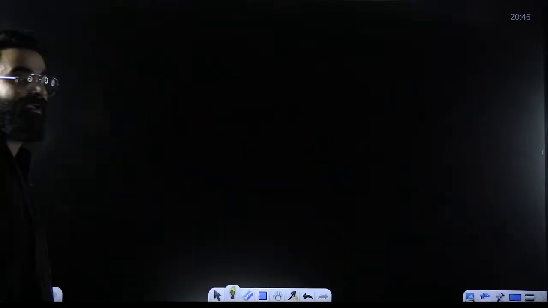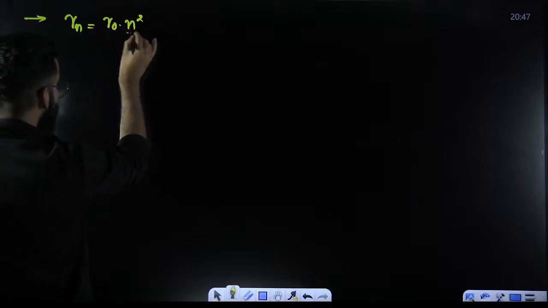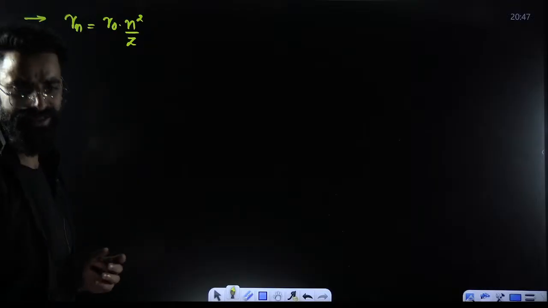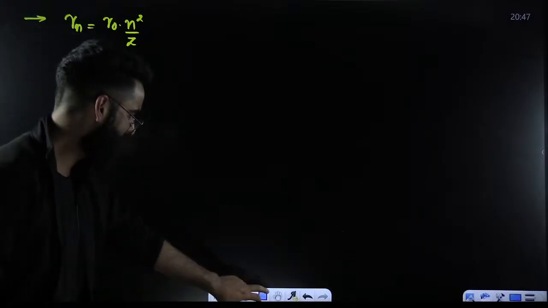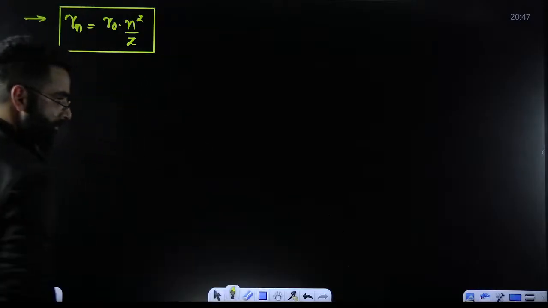See, guys. Do you remember how do you calculate the radius of nth Bohr's orbit? You must be knowing. The radius of nth Bohr's orbit is equal to r naught n square divided by z. Right? This is the formula.